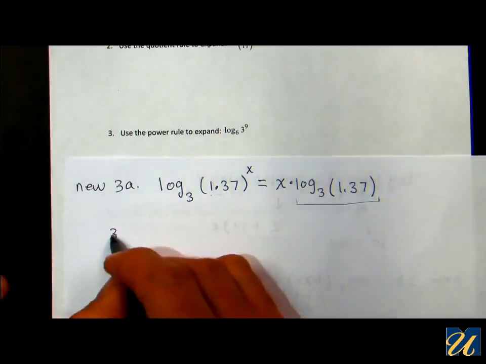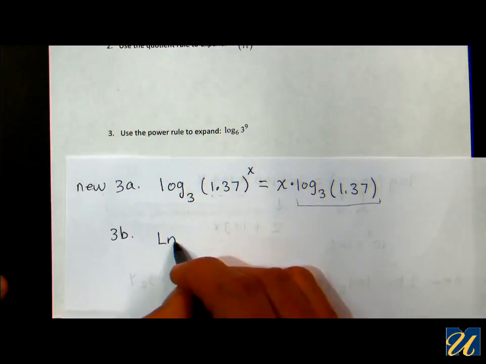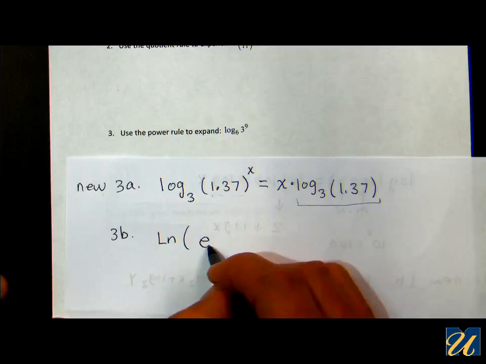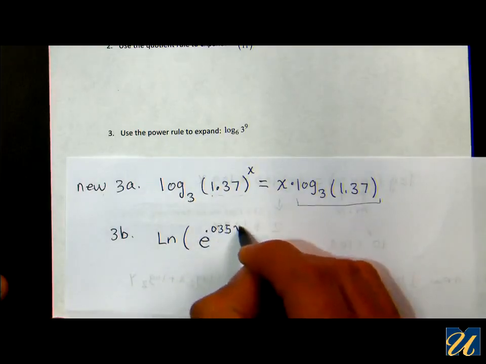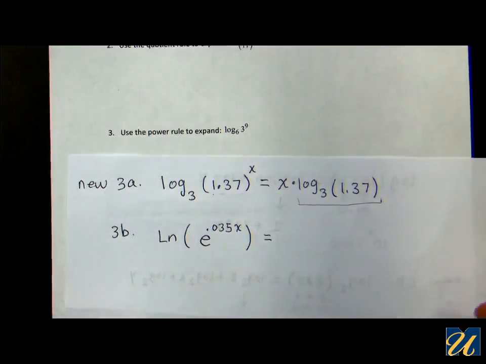Let's do a 3b. Let's take a natural log, and let's do e to the power 0.035x. The other reason why I'm doing these two examples here is that this will work its way into what is yet to come when we solve equations.